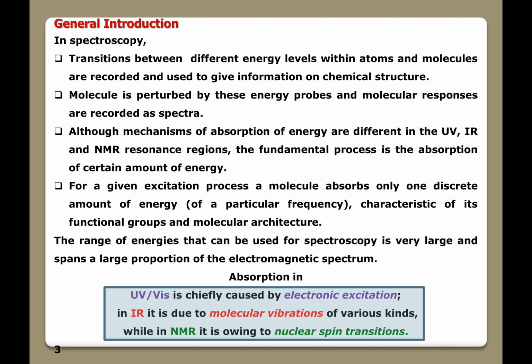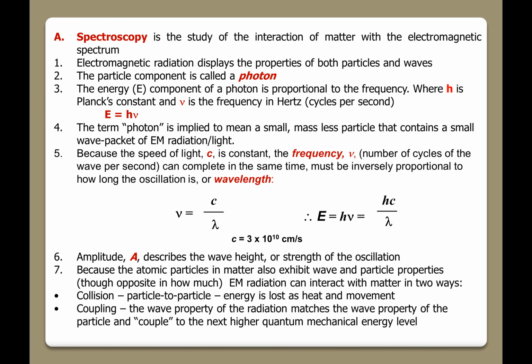As I just told, this is again briefed. Absorption in the UV visible region is chiefly caused by electronic excitation. In IR, it is due to molecular vibrations of various kinds, while in NMR, it is owing to nuclear spin transitions. So before we move to anything, we should understand a few things: that spectroscopy is the study of interaction of matter with electromagnetic spectrum.